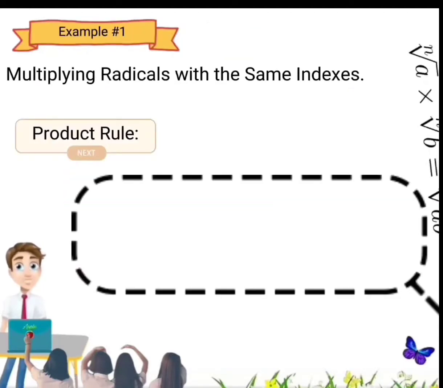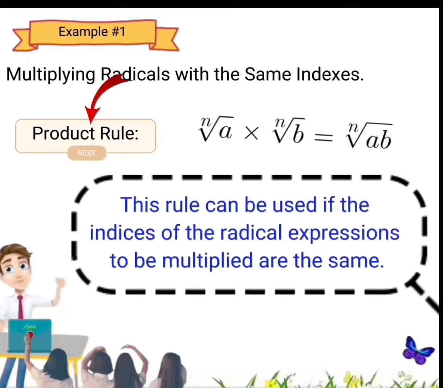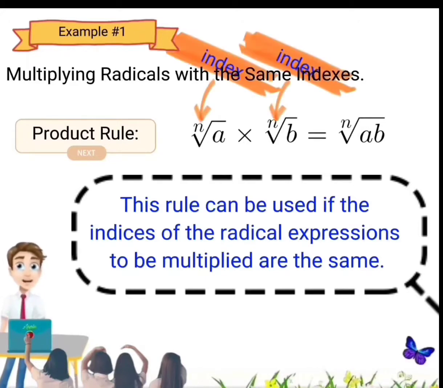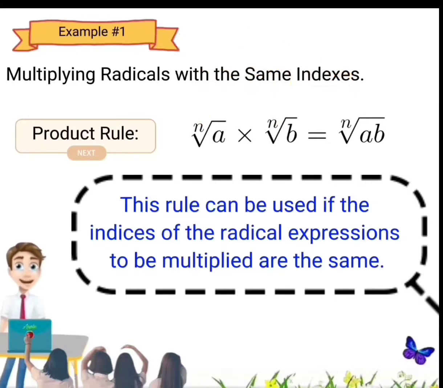Yes, sir. Okay, before we start example number 1, let's review first the product rule. The product rule states this way: the nth root of A times the nth root of B is equivalent to the nth root of A times B. And remember once again, this rule is used only when the indices of the radical expressions to be multiplied are the same. So I will repeat, yung index natin, yung palagi kong sinasabi sa inyo, yung nakatak na small number dun sa parang checkmark ng radical expression.